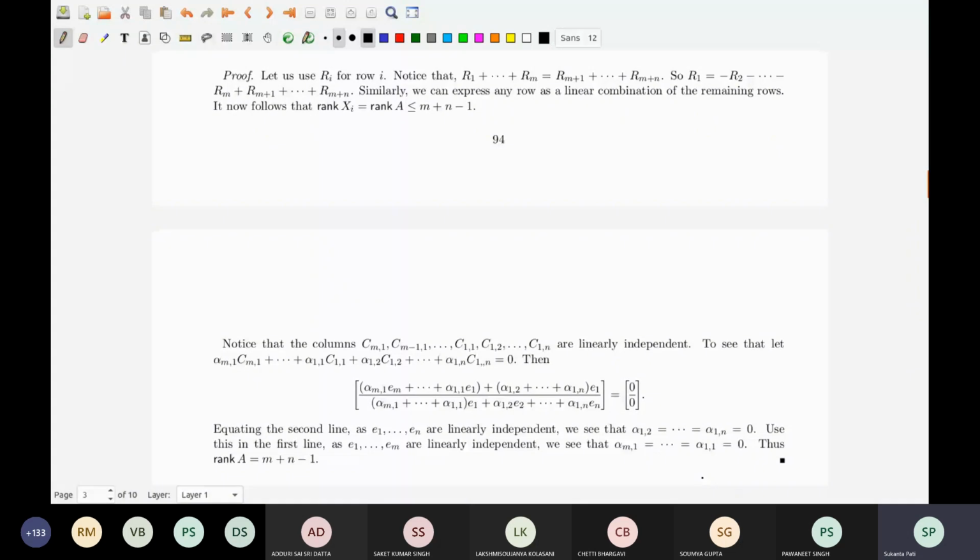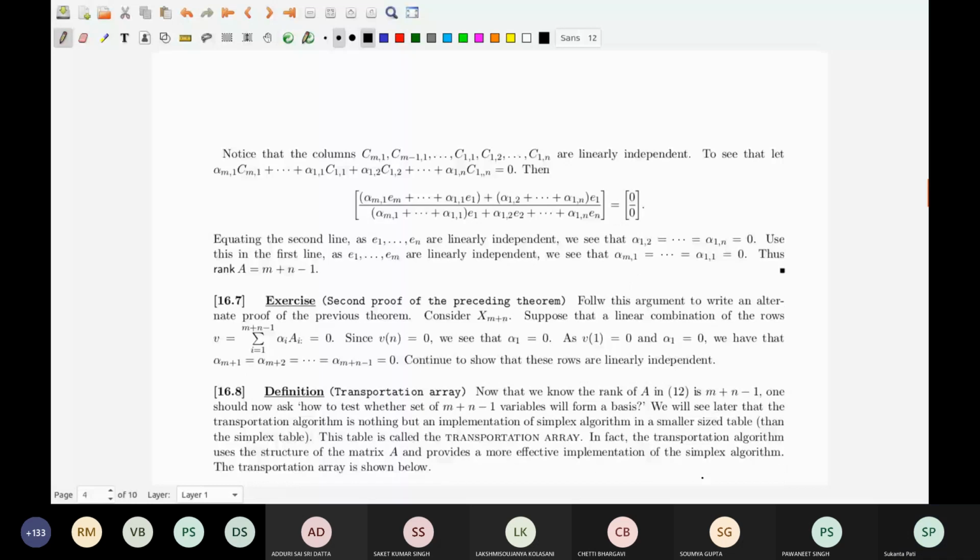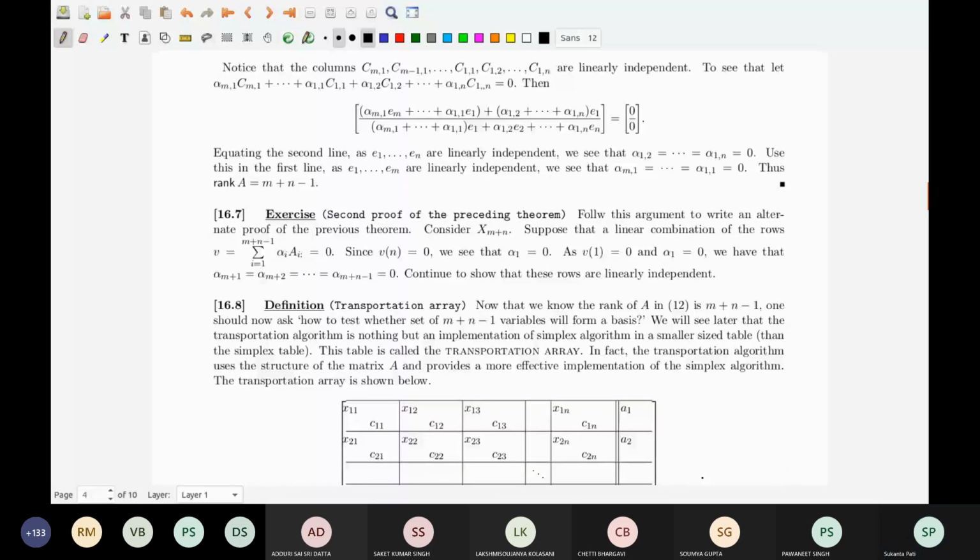There is another style of argument that I have written as an exercise. This is the very old style of argument, the classical one. That means this is the one that you can find in any old textbook. Anyway, questions till now? Okay, no problem. So this is about the rank. So rank is number of rows minus 1. Fine enough.